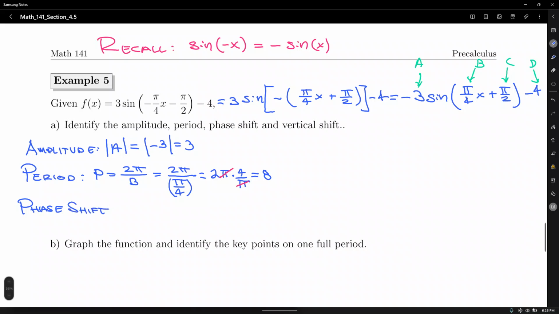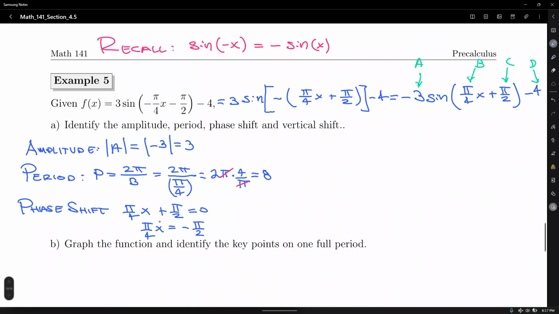The phase shift, again, that's by setting the angle pi over 4 x plus pi over 2 equal to 0. Well, that is going to give us, what's that? Pi over 4 x equals negative pi over 2. All right.